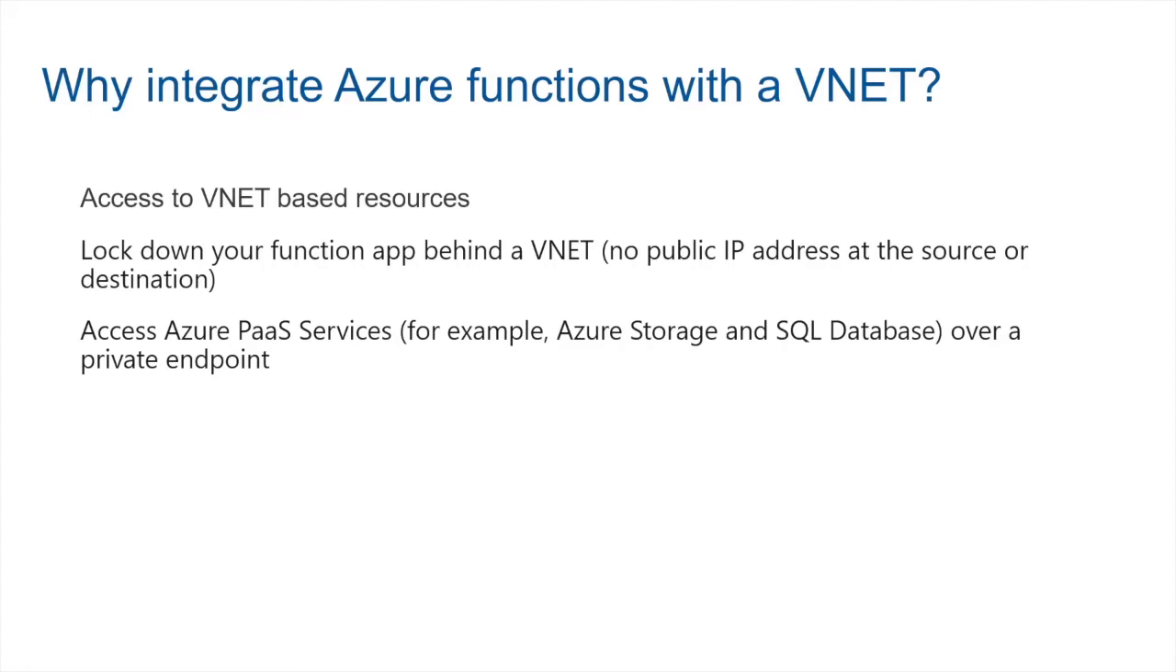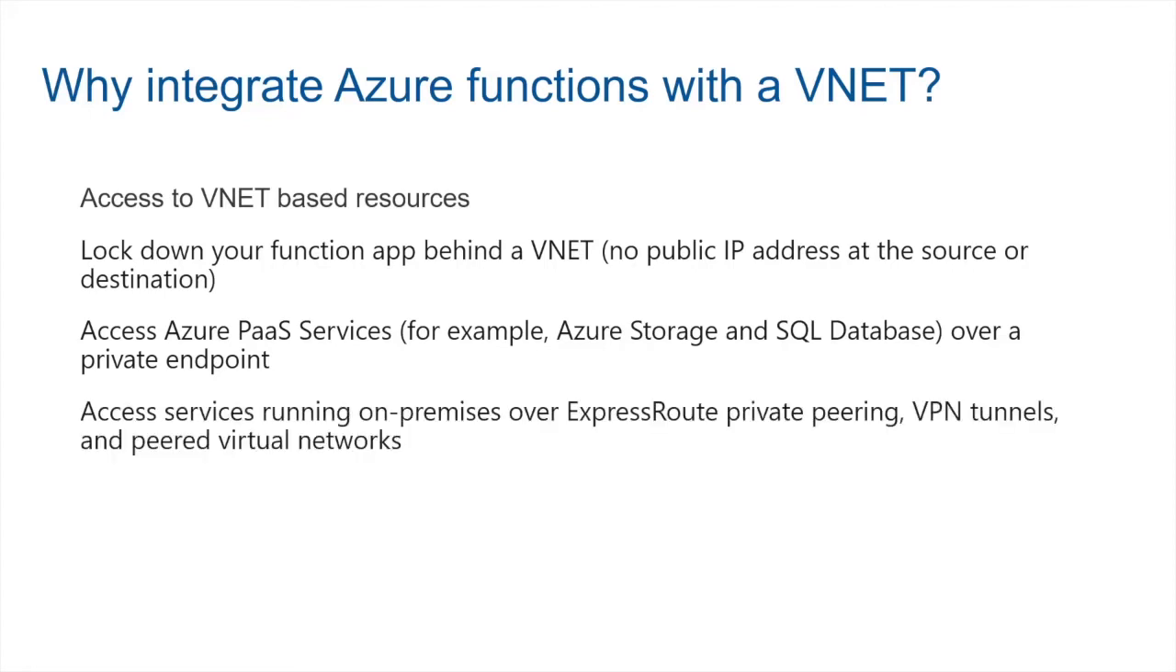These services are PaaS services that are available on the internet, but you want to access them over a private endpoint. And then finally, you may want to take advantage of services that may be running on premises, and you may be connecting to them using an ExpressRoute private peering or a VPN tunnel. And you want your Azure function to be able to access these resources. That's why the VNET integration is important. Let's take a quick look at how you can take your functions and then enable a virtual network integration.